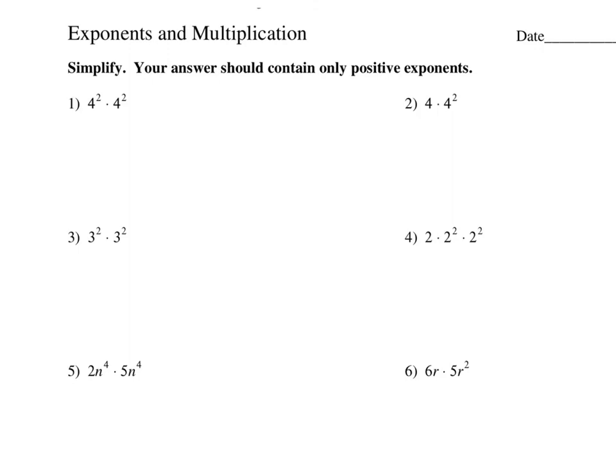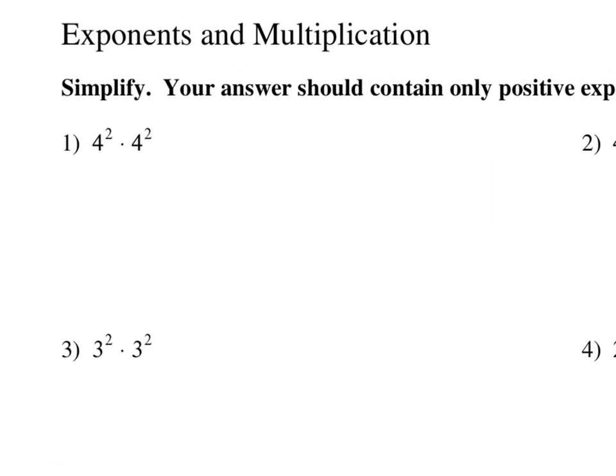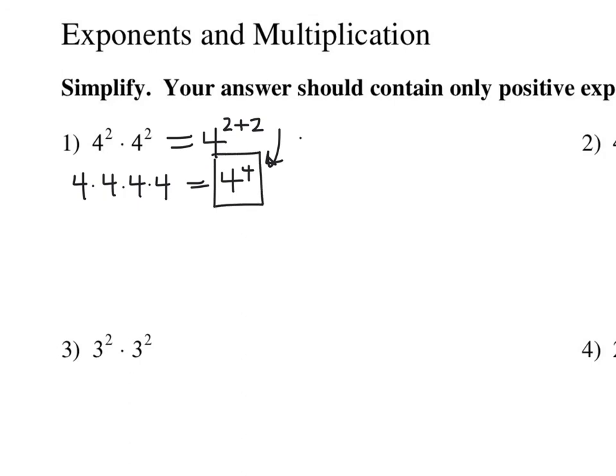do we have the same base? We do. It's 4 squared times 4 squared. So again, keep in mind, we can write 4 squared times 4 squared as 4 times 4 times 4 times 4. Or we can use the shortcut, keep the base, and add the exponents. And either way, we get 4 to the 4th power. Don't multiply out 4 times 4 times 4 times 4. Just leave your answer as a base and an exponent.